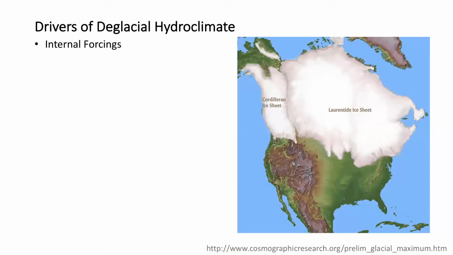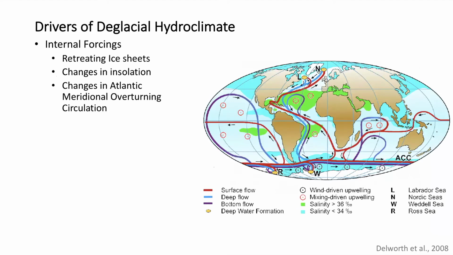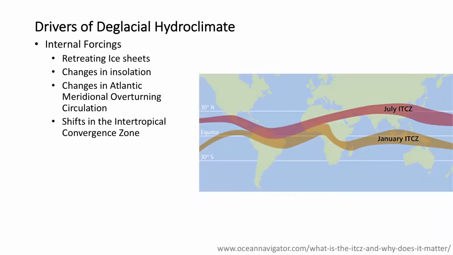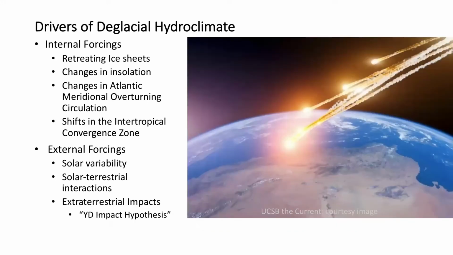Drivers of deglacial hydroclimate include internal forcing mechanisms, such as retreating ice sheets, changes in insolation, changes in the Atlantic meridional overturning circulation, and shifts in the intertropical convergence zone. External forcings include solar variability, solar terrestrial interactions, and extraterrestrial impacts. And my favorite is the Younger Dryas impact hypothesis.